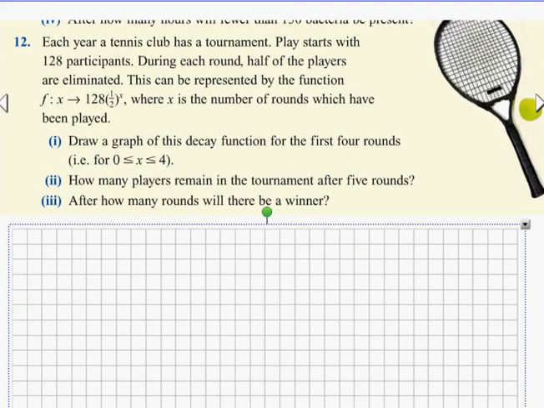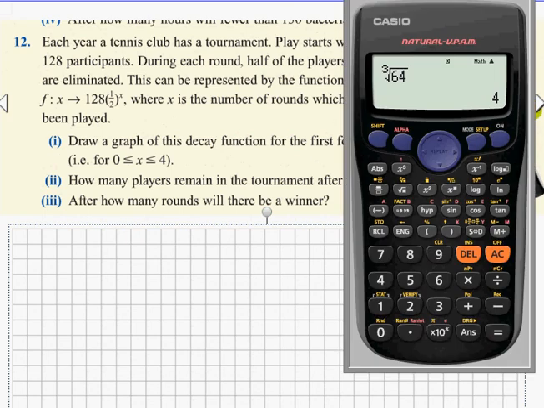So what I can do here, guys, is go to the calculator and go to the table function. I can enter 128 times a half to the power of x. And then what we have here is it starts at what, guys? 0. No, nobody's been eliminated. Let's just do it to 8 or something like that. Just do more points than we have to.